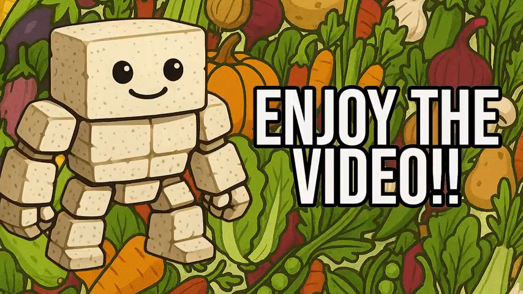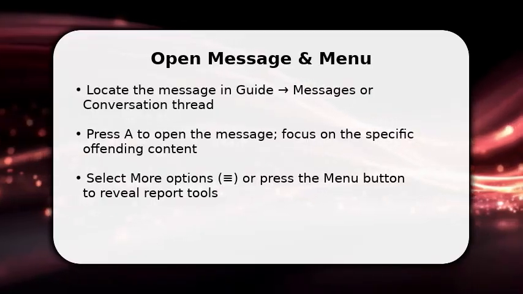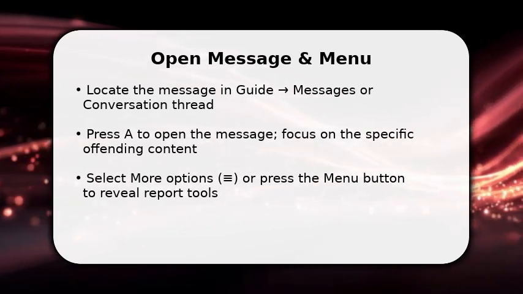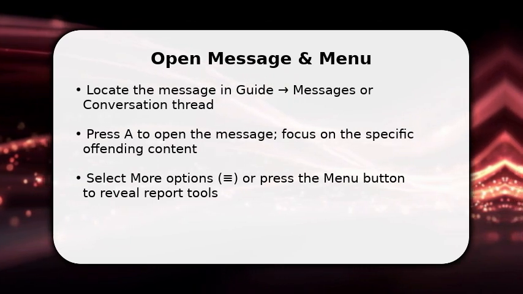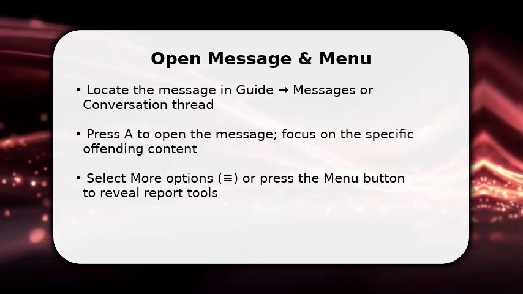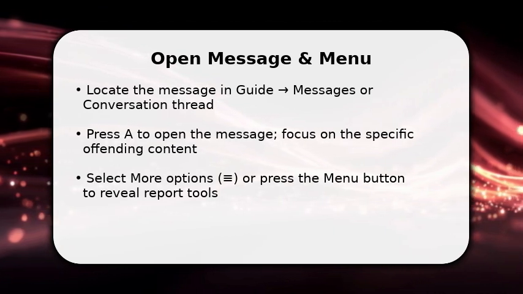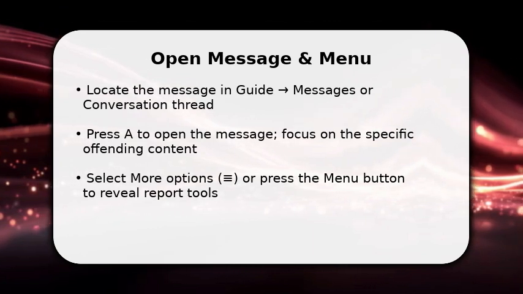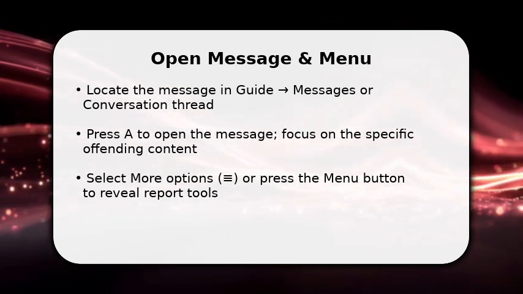Please enjoy the video. You start by finding the offending message inside the Messages app or the conversation thread in Guide. Once you see the exact message, press it to open it so the content is highlighted. This ensures you report the right item. Then, move immediately to More Options or press the Controller menu button to reveal actions.